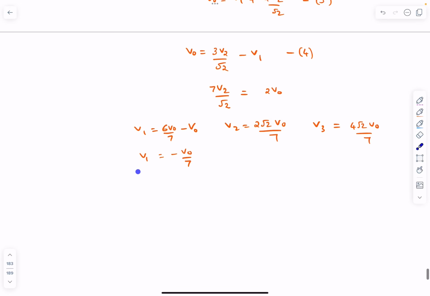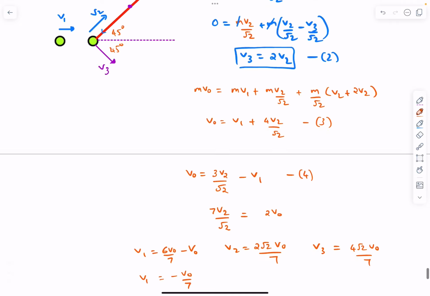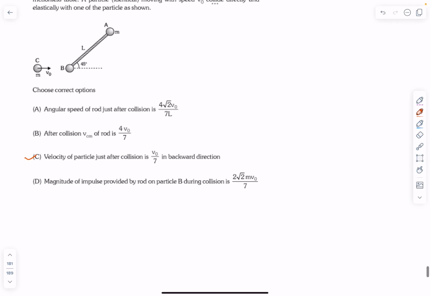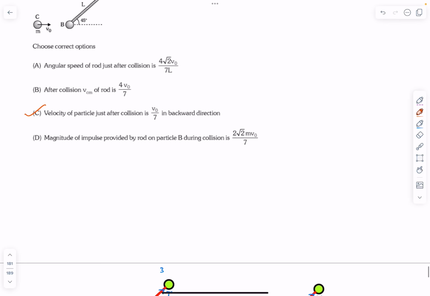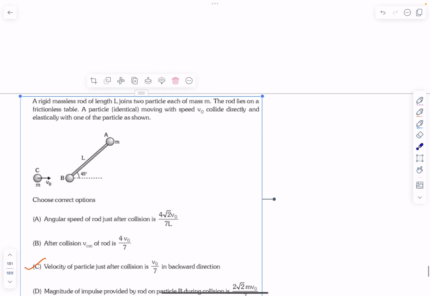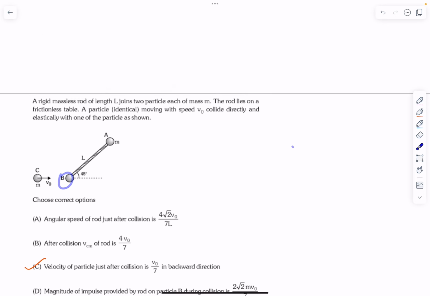If you observe the first particle, it rebounds with a velocity of v0 by 7, and that was actually in one of the options. And now they're also asking us about the magnitude of the impulse by the rod on this particle B. So basically we have to find the impulse on this particle by the rod.